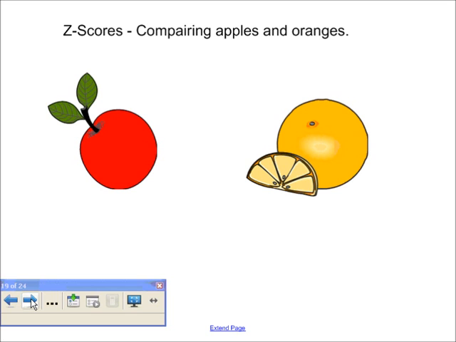And the z-score is how do you compare apples and oranges? And you've always heard that you can't compare apples and oranges. Well, actually, you can. We can't compare an apple to an orange, but we can compare apples to other apples and say this is a good apple. And we can compare oranges to other oranges and say this is an okay orange, and therefore this is a better apple than an okay orange.